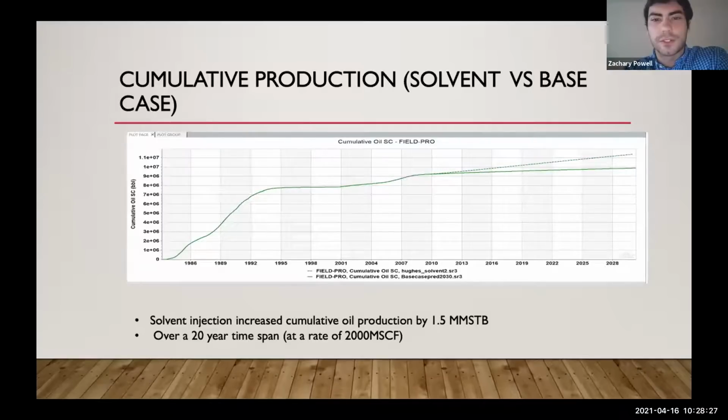And this is cumulative production of the solvent versus the base case. So the solvent is the dash line, and the base case is the solid line. And so we forecasted that the solvent injection increased the cumulative oil production by about 1.5 million stock tank barrels over a 20-year time span. And this was at a constant rate of 2,000 MSCF solvent injection.